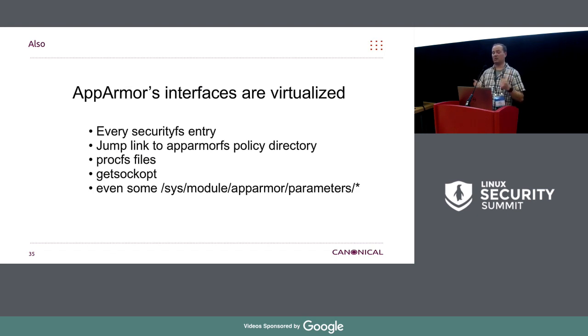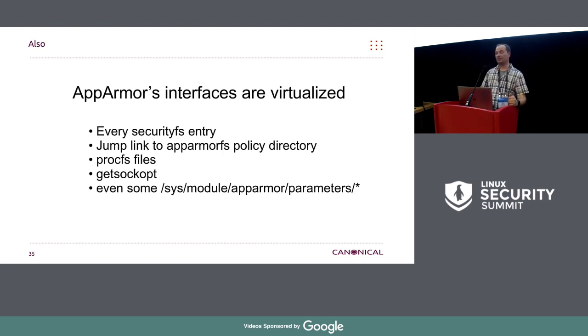To get there, every one of AppArmor's interfaces are virtualized. The security FS entries, we use a special jump link, a magic jump link, whatever you want to call it, in security FS to jump into the AppArmor FS to support the policy namespace directory. And that will virtualize the directory structure for us. ProcFS files, so when a task goes and looks at the proc files, they're actually virtualized by the namespace, so you get different labels out of them. Get sockopt, so that's another interface. That has to be virtualized as well. And this is all AppArmor doing it, it's not the LSM. Every LSM is going to have to do that currently.